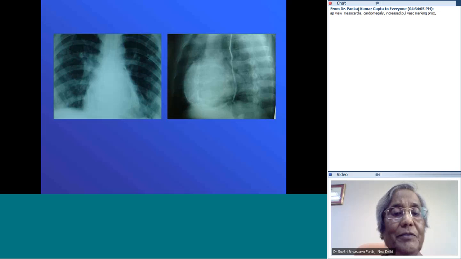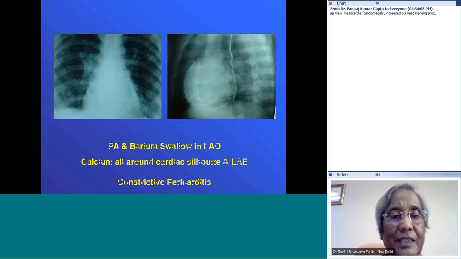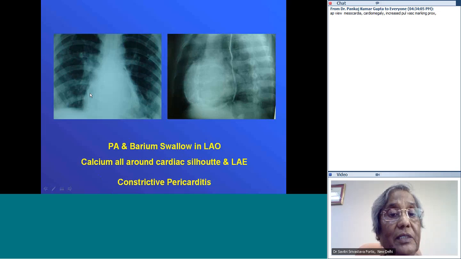See, the first is the PA view showing you the calcium. This is the calcium, showing calcification all around the heart like this. So this is encasing the heart, the calcium.